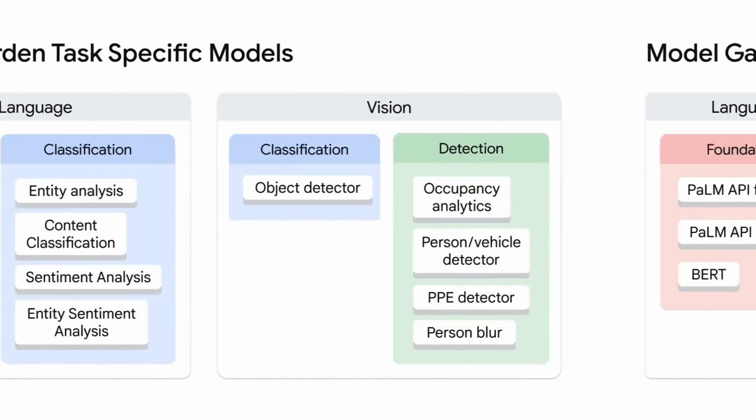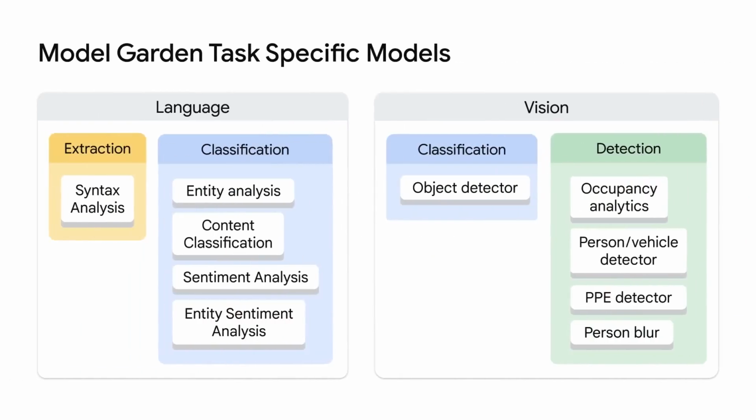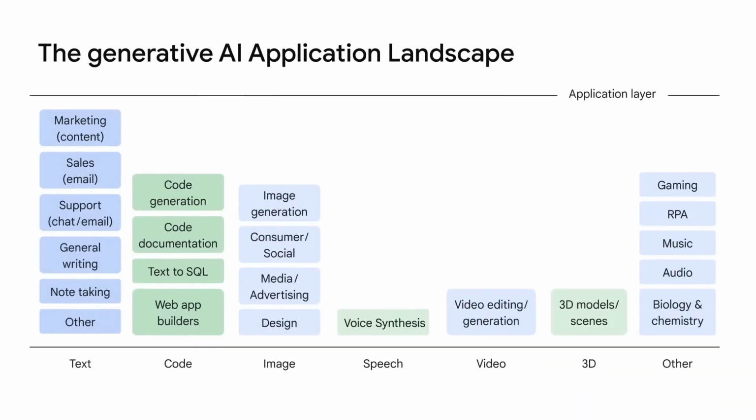descriptions. Let's say you have a use case where you need to gather sentiments about how your customers are feeling about your product or service. You can use the classification task sentiment analysis task model for just that purpose. And what if you needed to perform occupancy analytics? There is a task model for your use case. Shown here are Gen AI applications.